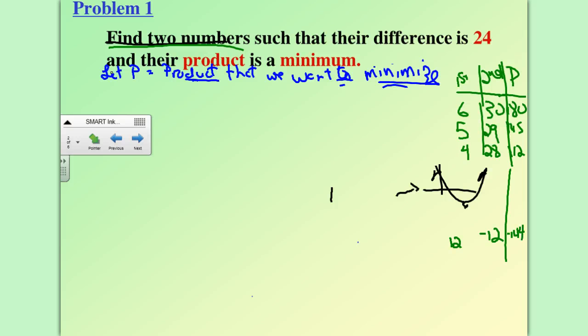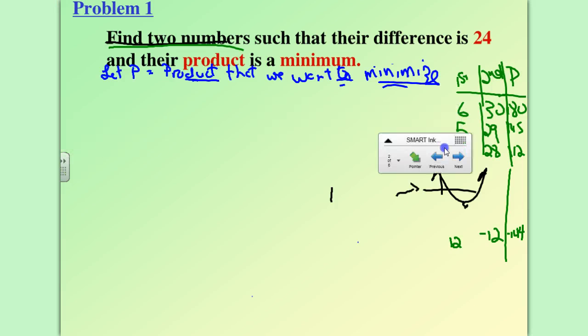But this isn't using math. That's just using guess and check, and we're amazing, so we found it. So what do we want to do? We want to come up with an equation. So this is a nice simple question to get us started.